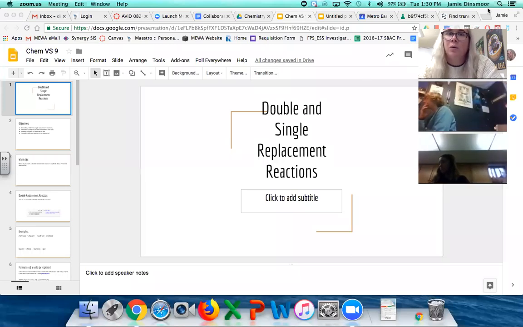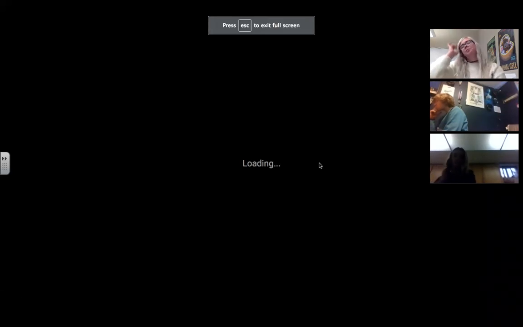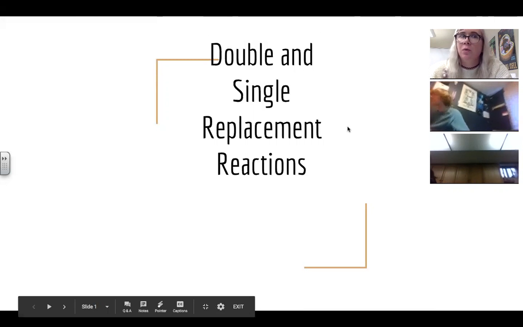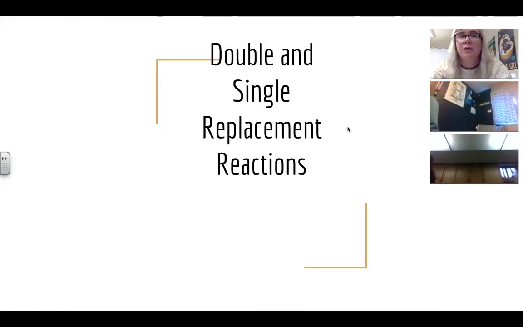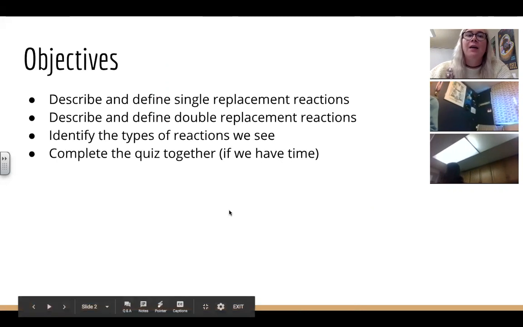Today we're going to go through single and double replacement reactions, which is something that we started talking about last week. But there's a few tools that you have to use in order to figure out if reactions will happen. So that's mostly what we're going to be talking about. So we're going to describe and define single replacement reactions, describe and define double replacement reactions, identify some types of reactions that we see, and then complete the quiz together if we have time.